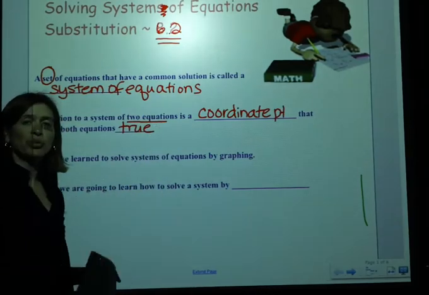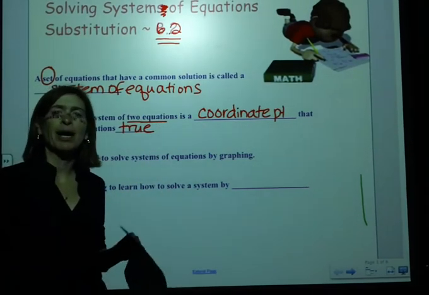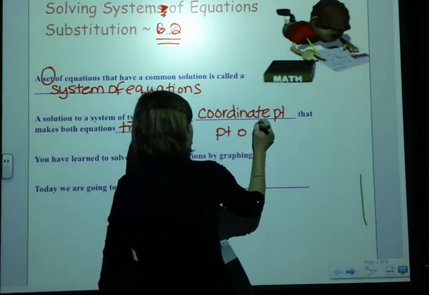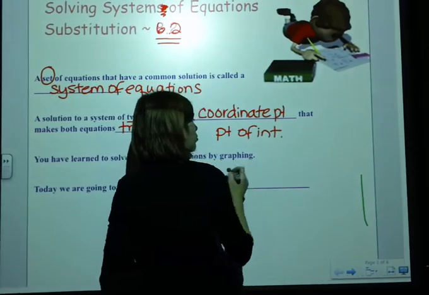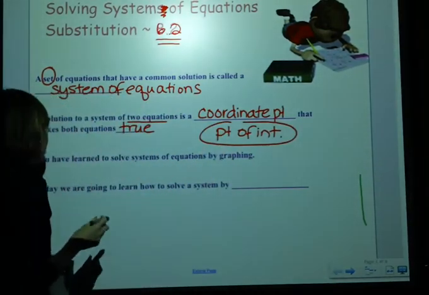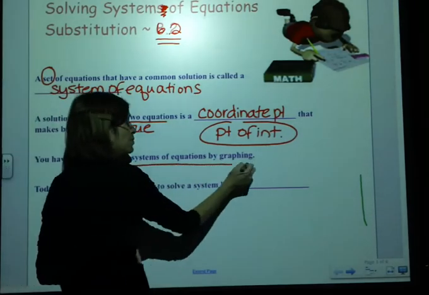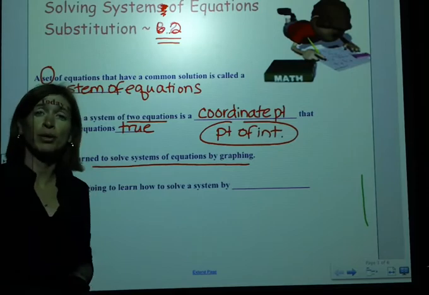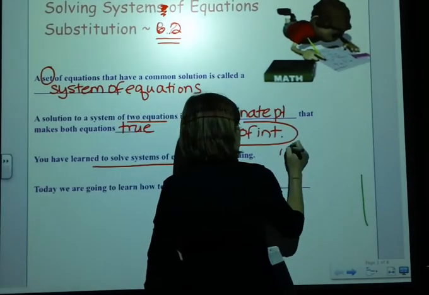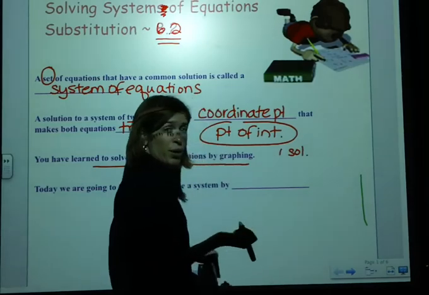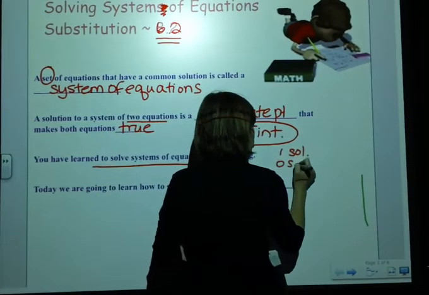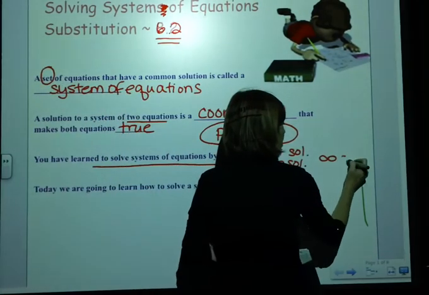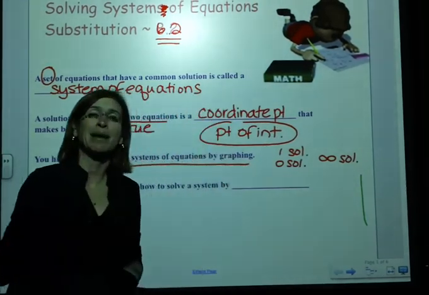So yesterday in class we were solving systems by graphing, and remember we were looking for their point of intersection. That's the coordinate point that you're looking for. So we learned to solve the systems by graphing. We graph the lines and we find the point they intersect. Recalling that there were three ways that we could get answers. We could have one solution, which means they had a point of intersection. We could get zero solutions, which meant the lines were parallel. And then we had an infinite number of solutions, which means the graphs were the same line.